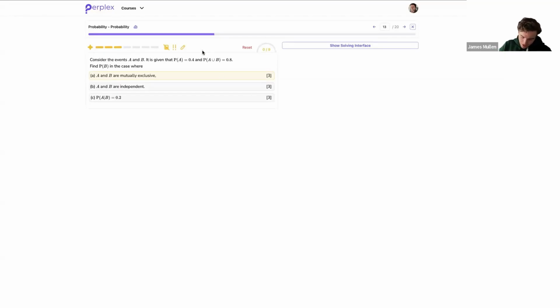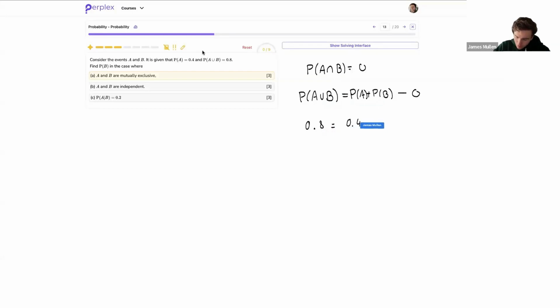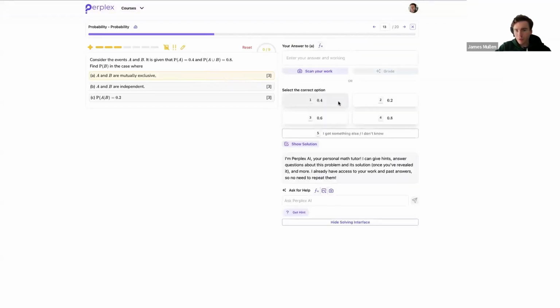All right. So let me write out what I know. If they're mutually exclusive, it means that the intersection is equal to 0. And therefore, that P of A union B is P of A plus P of B. And normally I would do minus the intersection, but that's just minus 0. So 0.8 is equal to 0.4 plus P of B. And so P of B is equal to 0.4. Okay? That is my answer for part A, 0.4.